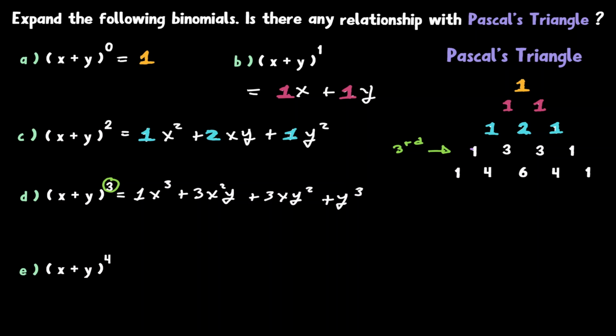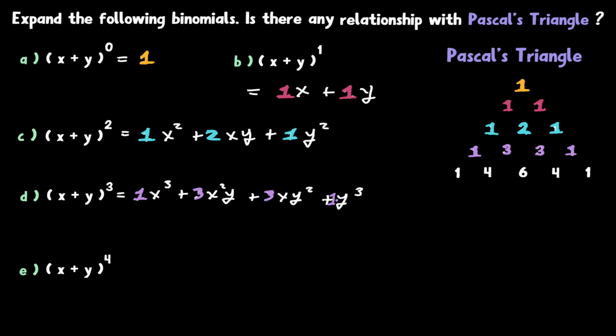The first value in the third row matches up with the first coefficient in our expansion. The next value of 3 matches up with the next coefficient in our expansion. The following value in Pascal's triangle, which is also a 3, matches up with the next coefficient in our expansion. And the next value that follows in Pascal's triangle matches up with the last coefficient in our expansion.